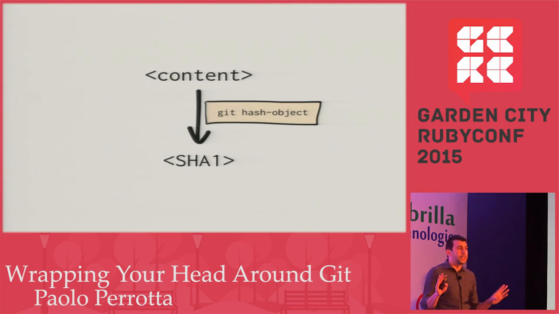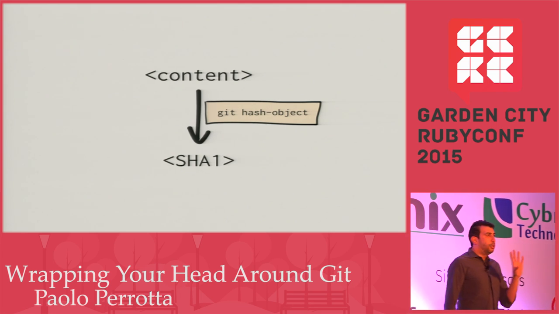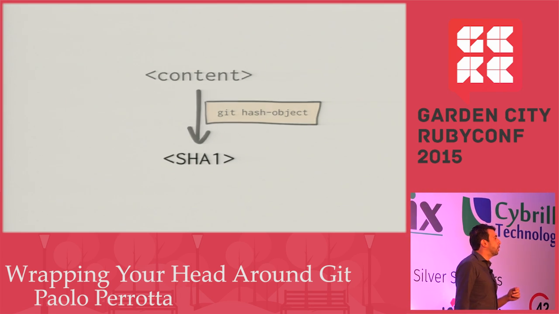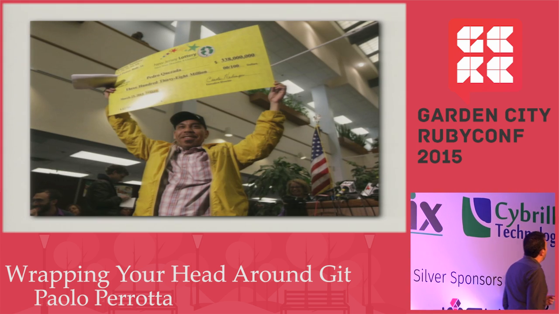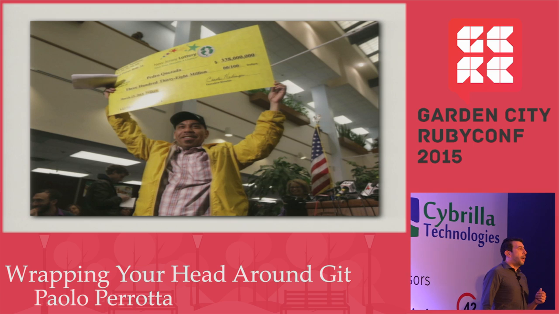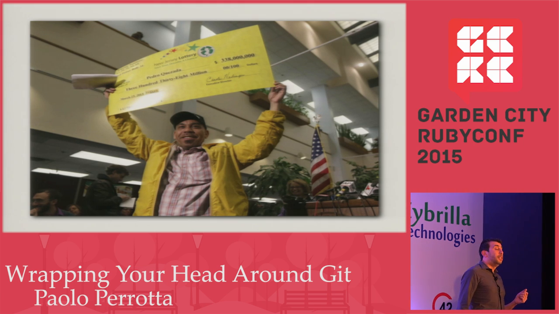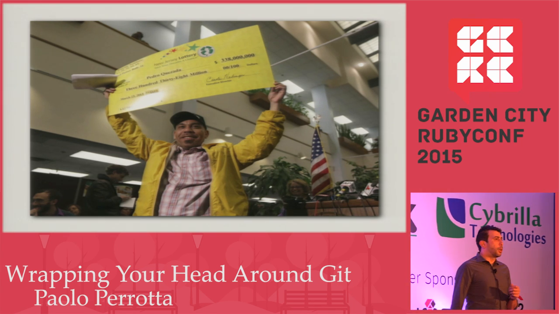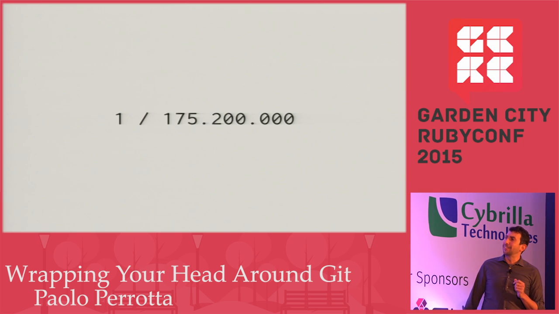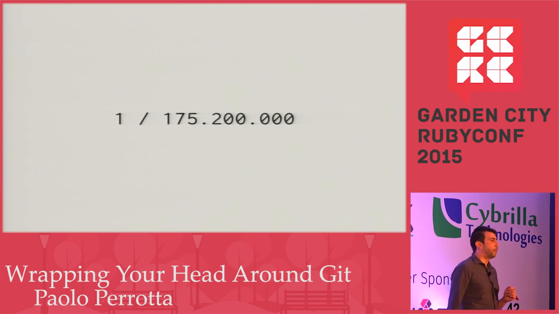That would totally break Git. It's probably not going to happen. Let's do a quick calculation just because it's fun. Let's look, for example, at this guy. He won the American jackpot at the American lottery. Plenty of money. Your chances of winning the jackpot at the American lottery with a random combination of numbers are slim, one in 175 million.